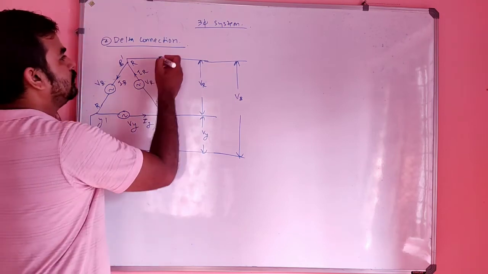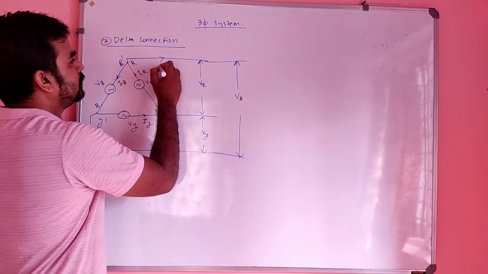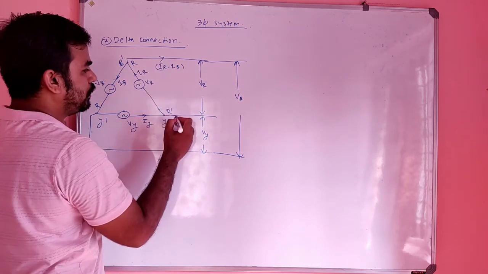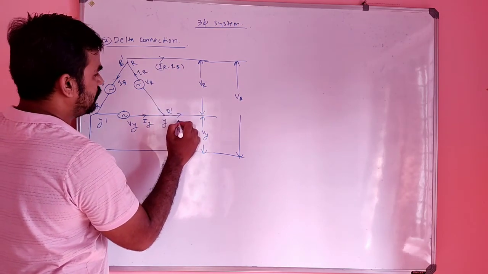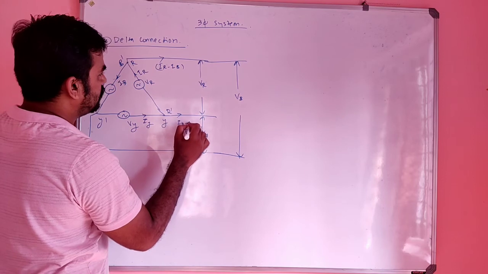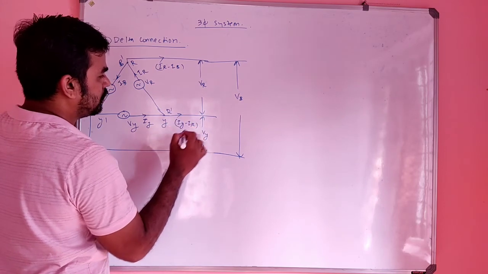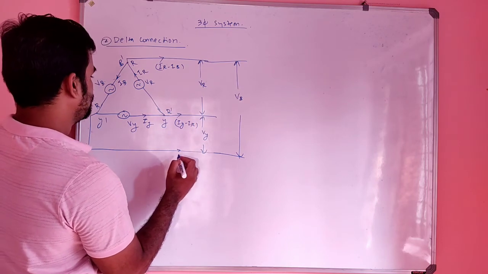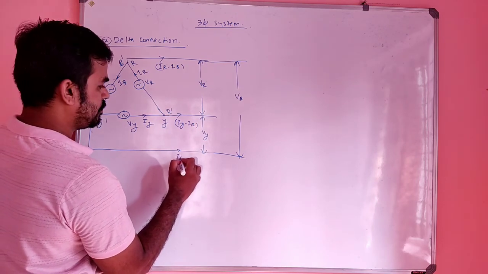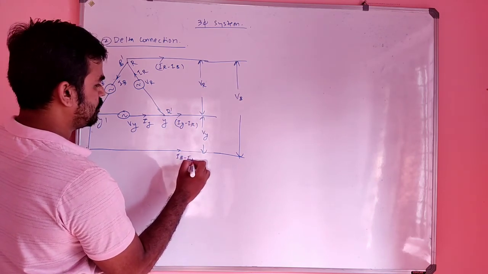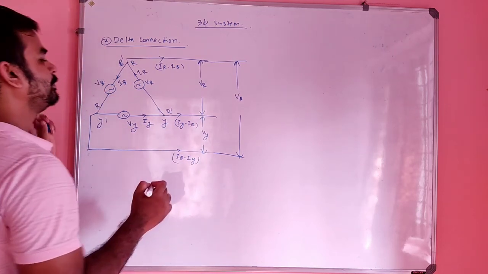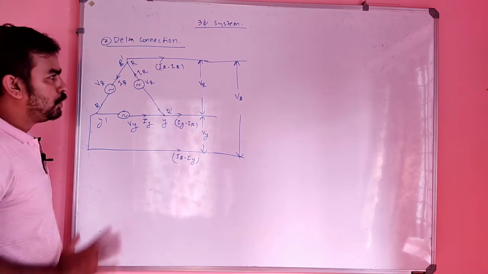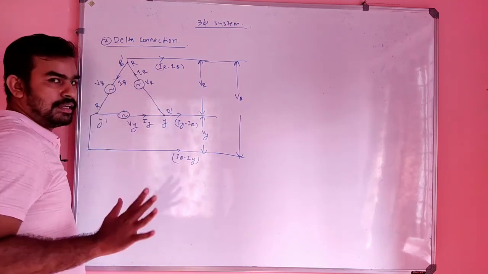See, and this current is nothing but IR minus IB. I will explain, okay? Don't worry. So this is the star connection.